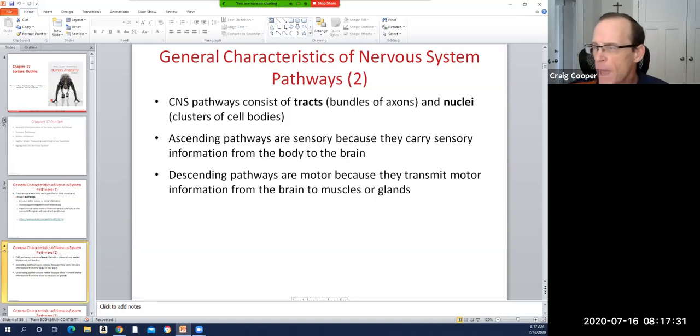All right, so ascending, anytime you hear ascending, you should be thinking sensory. That's information coming from the body to the brain. Anytime you hear descending, it's going to be some kind of motor function, whether that's physical movement or gland secretion or smooth muscle contraction, things like that. So ascending and descending. And again, we've got those similar terms, afferent and efferent. The afferent is going to be the ascending and the efferent is going to be the motor. So all those terms are basically synonymous to one another.